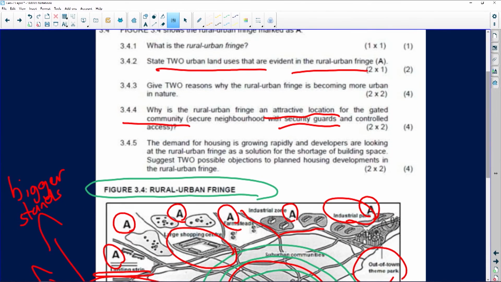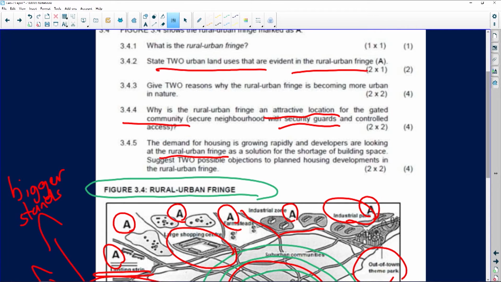If we look at our next question, 3.4.5. The demand for housing is growing rapidly, and developers are looking at the rural urban fringe as a solution for the shortage of building space. Suggest two possible objections to planned housing developments in the rural urban fringe.